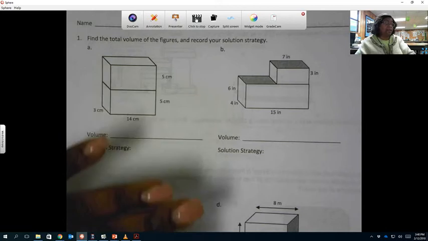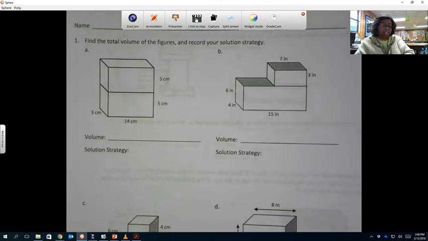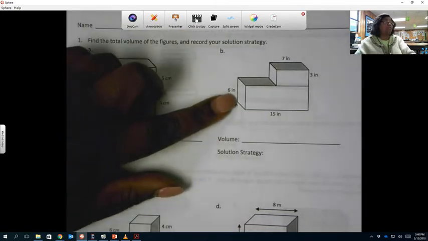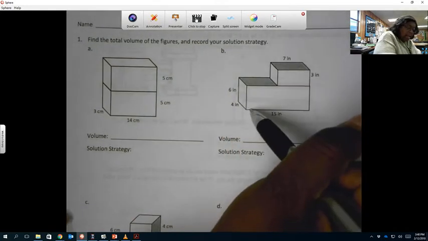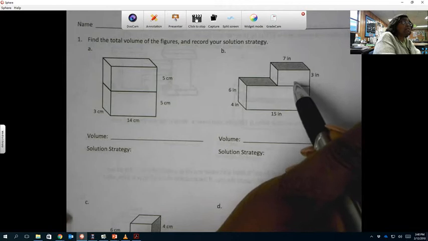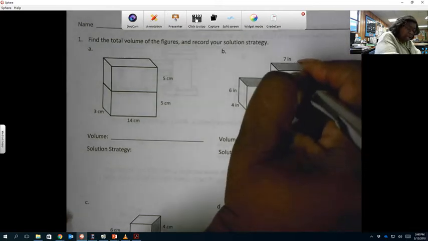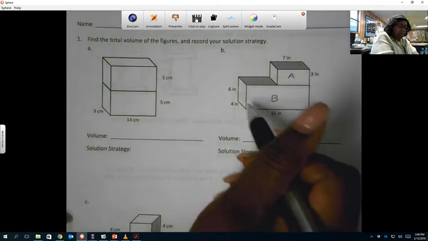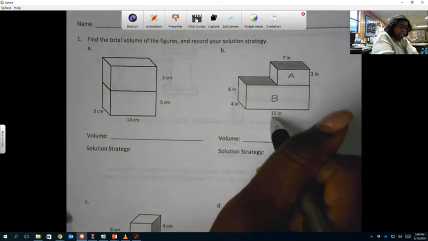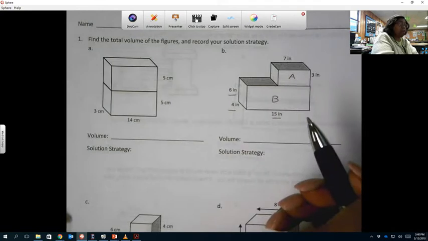So today I'm going to demonstrate using our problem set that we did in class today. I'm going to go over B and C today. The first one has a box on the bottom and a box on the top. I'm going to refer to this as box A and this is box B. I'm going to find the volume of box B since I know my length, my width, and my height already.